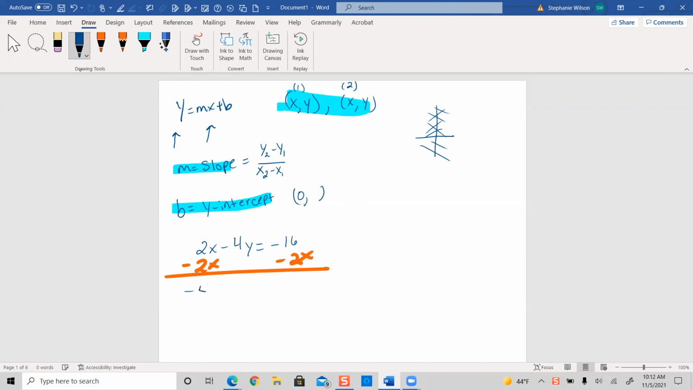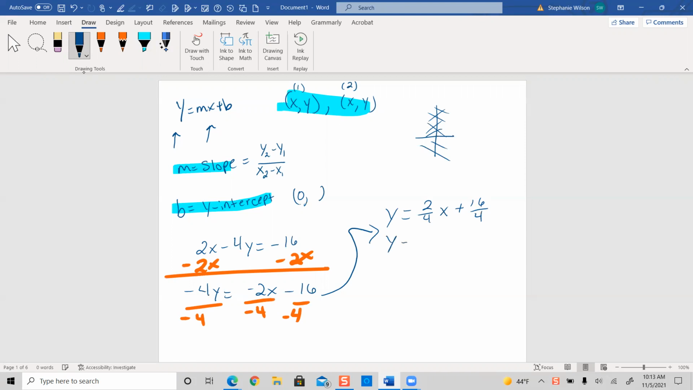And now I get negative 4y is equal to negative 2x minus 16. Now I need a positive 1 on that y. So what I'm going to do is divide by that negative 4. And let's rewrite that. This gives me y is equal to 2 over 4x, because negative by negative is positive, and positive 16 over 4. Again, negative by negative is positive.